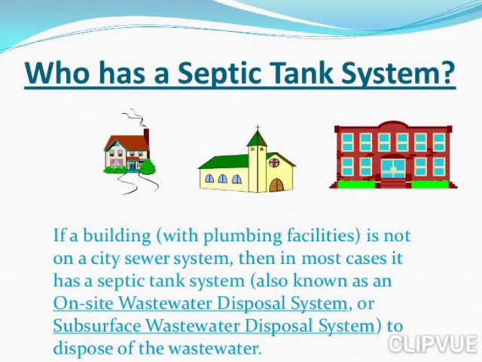Now a question arises: who has a septic tank system? If a building having a plumbing facility is not on a city sewer system, then in most cases it has a septic tank system, which is also known as an on-site wastewater disposal system or subsurface wastewater disposal system, to dispose of the wastewater.